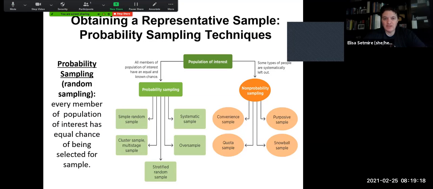If we want to try to obtain a representative sample, there are a bunch of different probability sampling techniques. Another way of saying probability sampling is to say random sampling. So the essence of this is that we want to make sure that every member of a population of interest, whatever it is we're studying, has an equal chance of being selected for a sample.